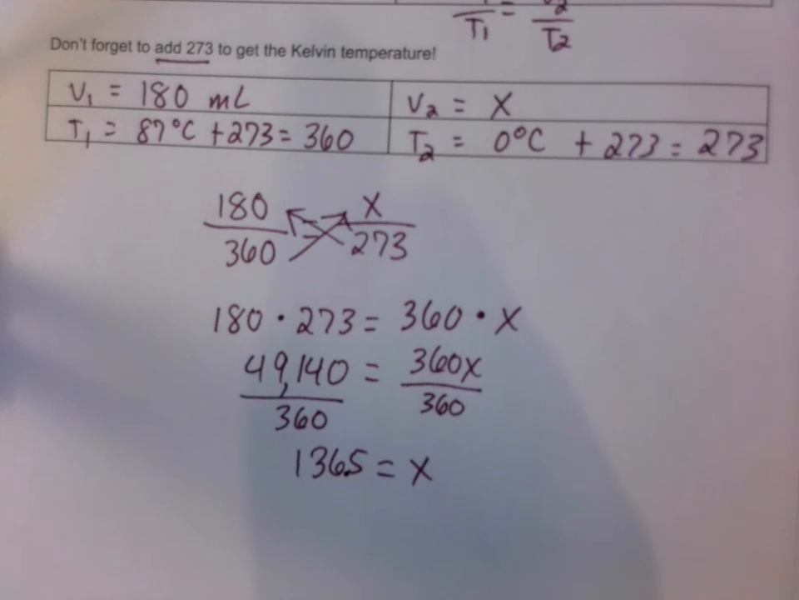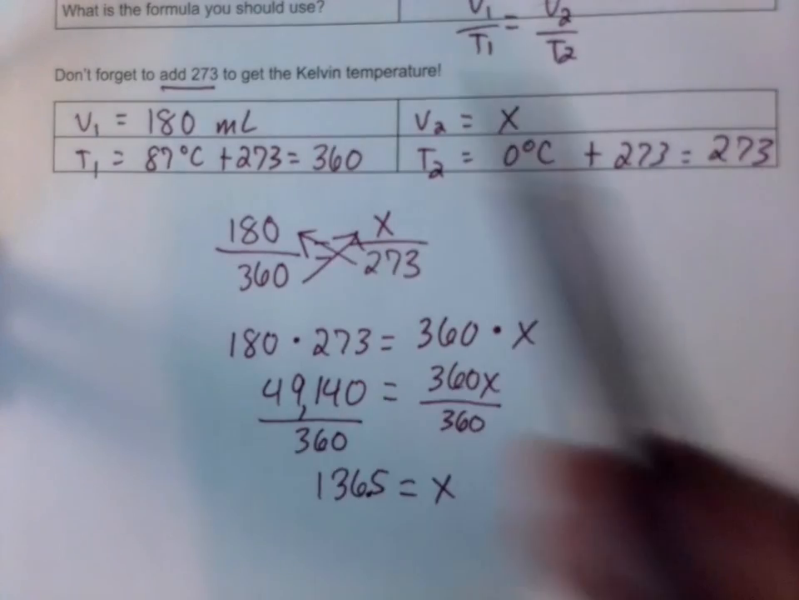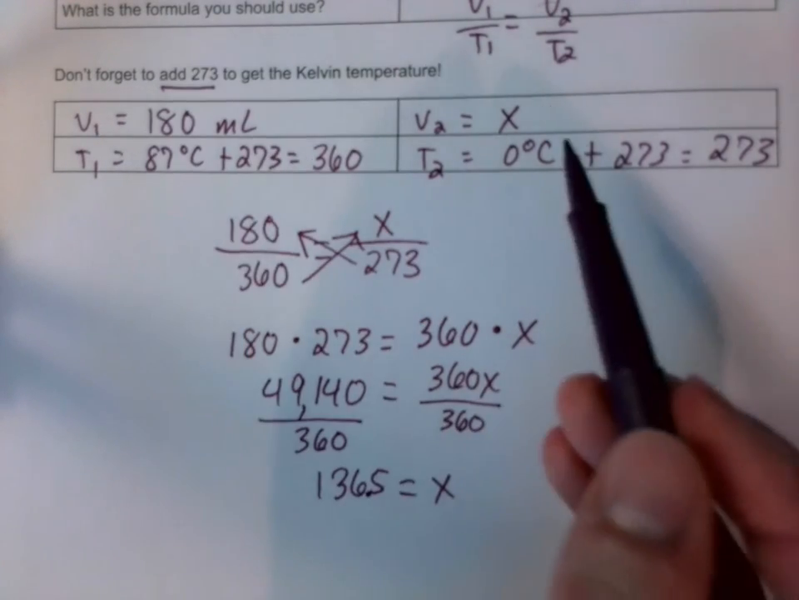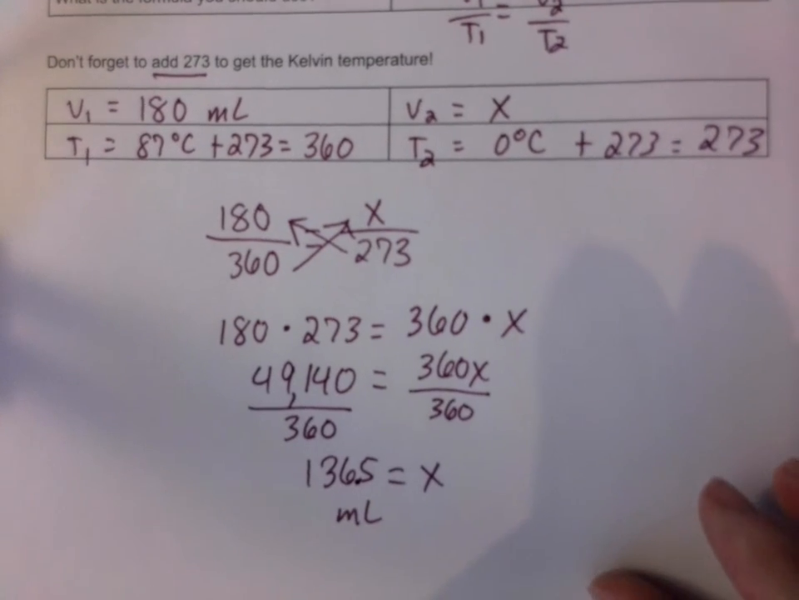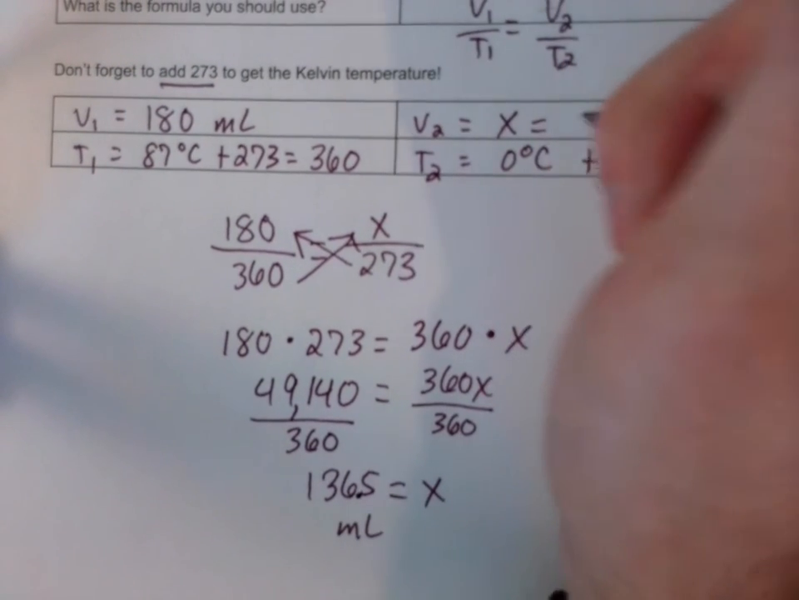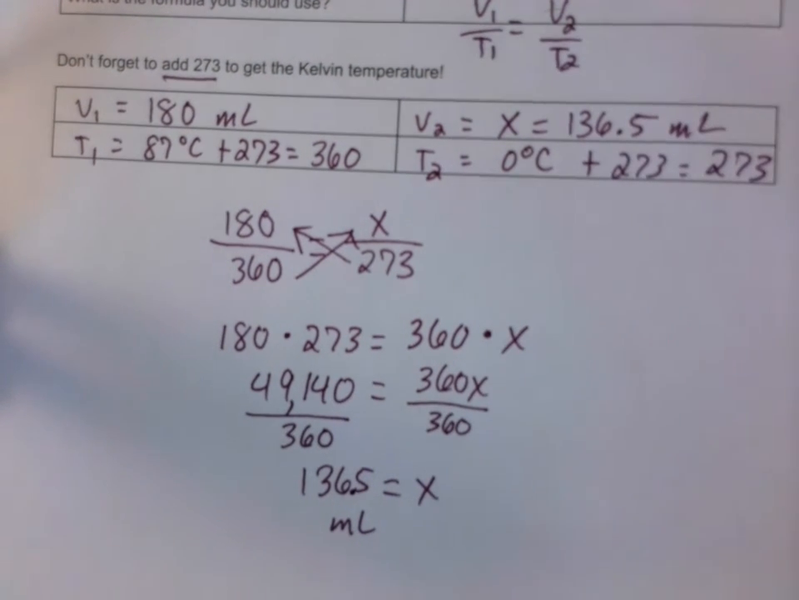Now we have to figure out what unit we should put it in. Remember, the volume units have to match. So if this is milliliters, this also has to be milliliters. So I'm going to put milliliters there, and you can fill it into the box up here. 136.5 milliliters.